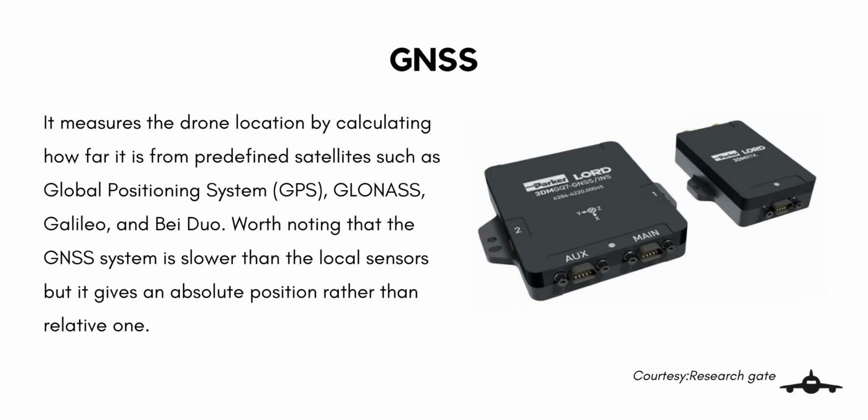GNSS, Global Navigation Satellite System. It measures the drone's location by calculating how far it is from predefined satellites such as GPS, Galileo, GLONASS, etc. The GNSS data provides inputs to a drone, allowing it to maintain position, return to home, or follow a series of preset waypoints. GNSS receiver chips receive satellite data and process it in order to work out position, velocity, and time. Other sensors such as IMUs and barometers are combined with the GNSS to improve the drone's accuracy.